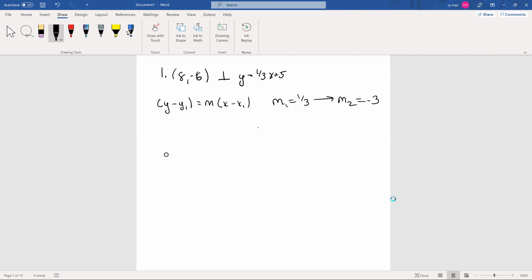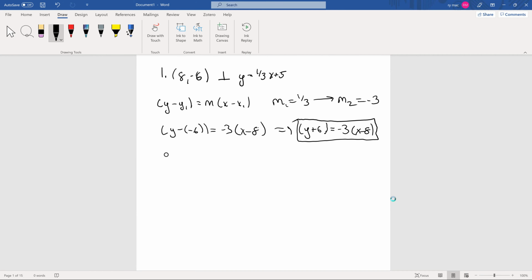And now I'm going to start plugging into my point slope form. So we have y minus -6 is equal to -3 (x minus 8). And then if we simplify the left side, so it's not a negative, we get y plus 6 is equal to -3 (x minus 8). And that is your point slope form. So that is your answer to your first one.